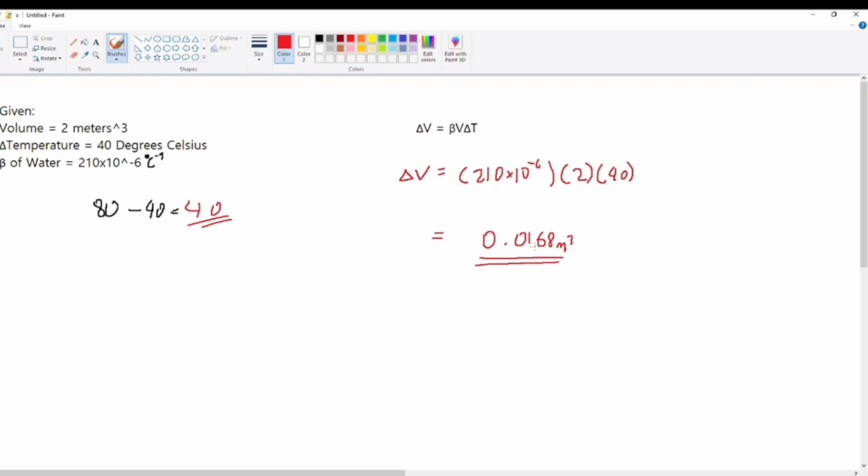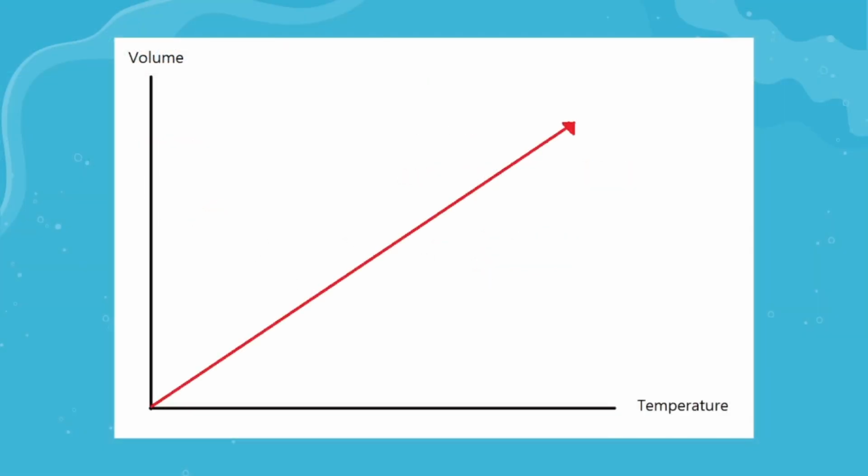Next, Charles' law states that if pressure is kept constant, the volume will be directly proportional to the temperature of any given substance, and this is the graph that shows the relationship for this. As you can see here, as the volume increases, the temperature also increases, and for the inverse, if the volume decreases, the temperature will also decrease.